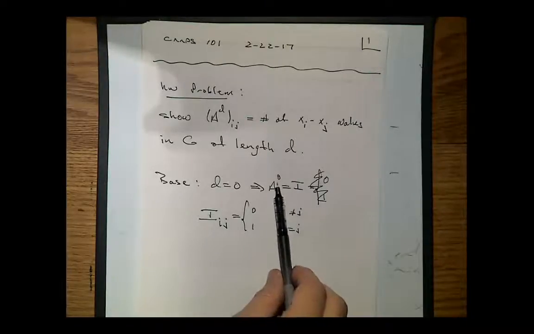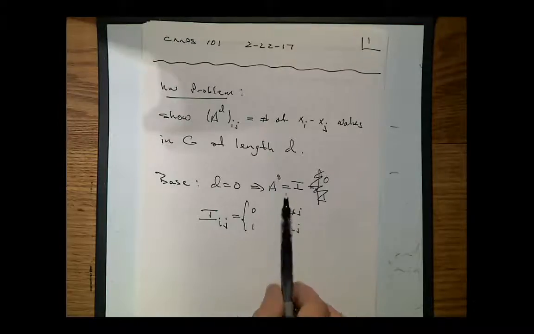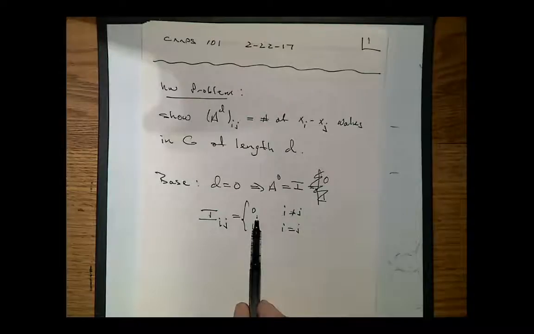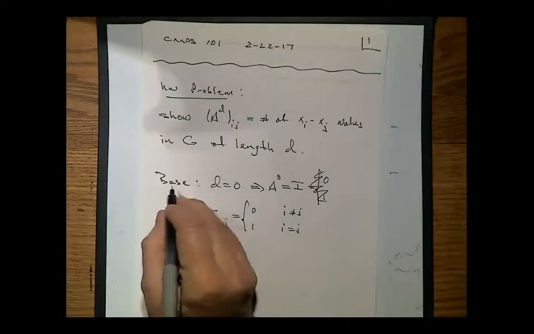And indeed, we're looking at walks of length 0. The only such walk is a trivial walk. Stay where you are and don't traverse any edges at all. The only way to get from i to j doing that is if i equals j. You're already where you need to be. If i is not equal to j, you cannot get anywhere along a walk of length 0. So the number of such walks is necessarily 0. Okay, so the base case is a triviality.